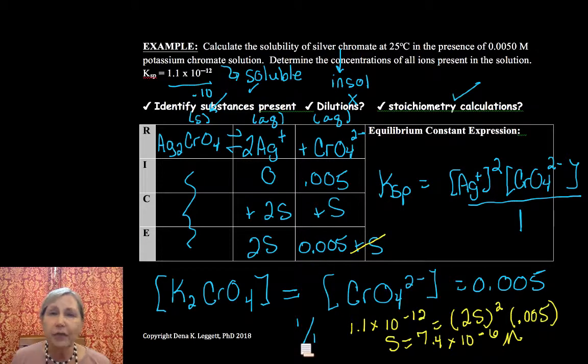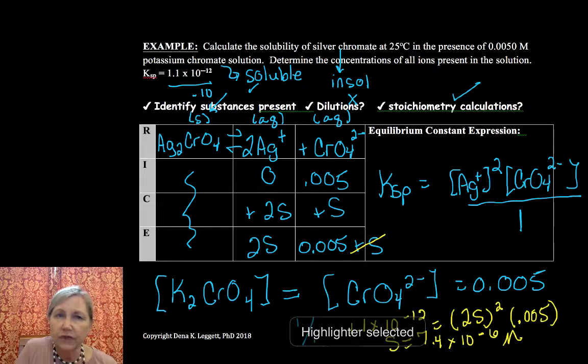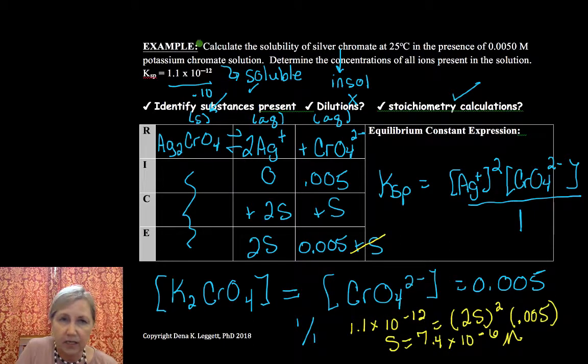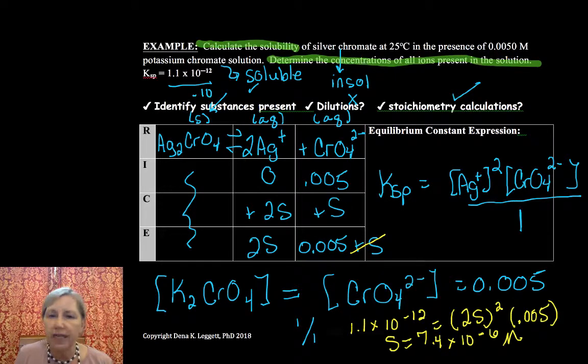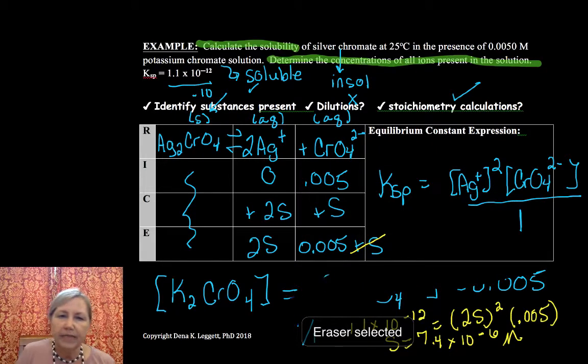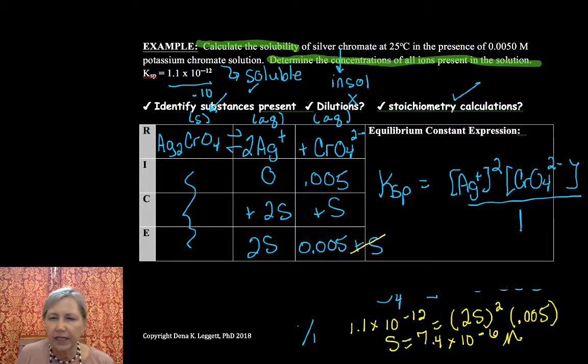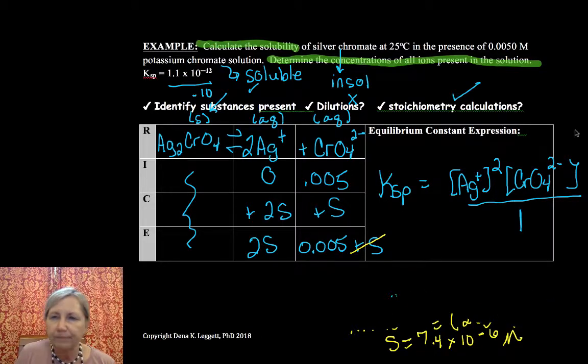Make sure you read your question. What did the question ask us? The question didn't ask us for the solubility. It says to calculate the solubility, excuse me, that was the first step. But then it said determine the concentrations of all ions present in the solution. So let me get myself a little bit of room here. I want to keep my solubility value there.